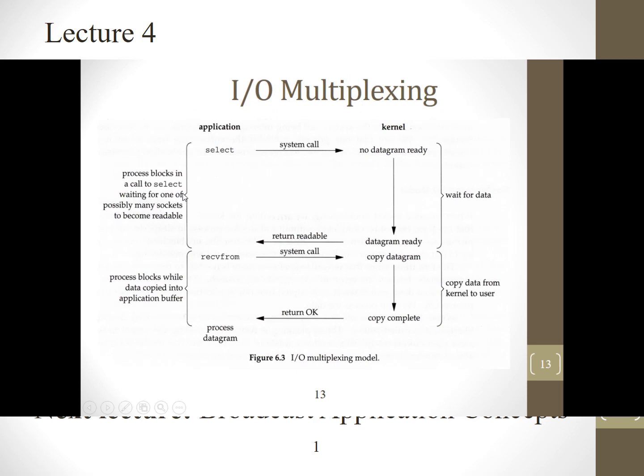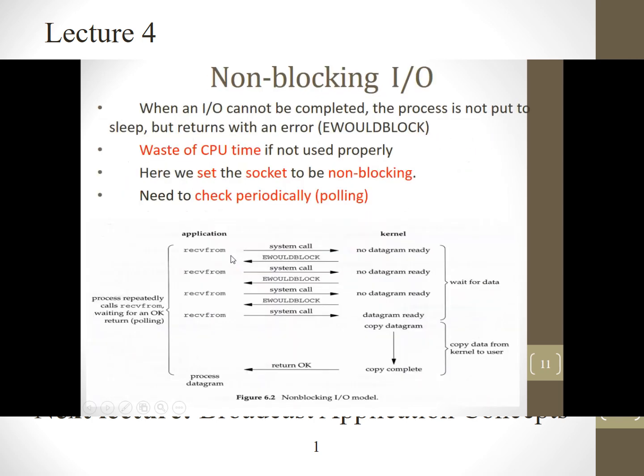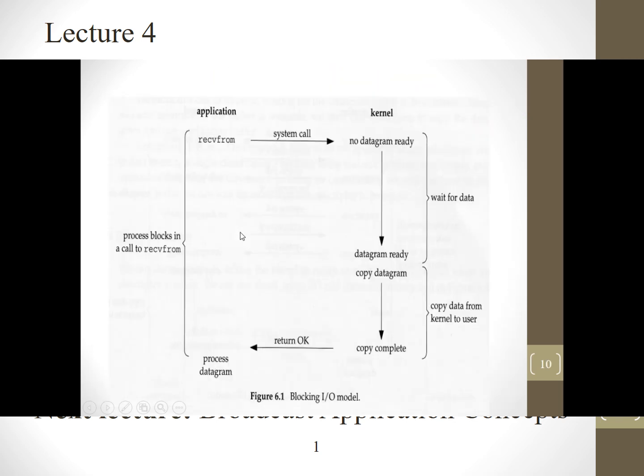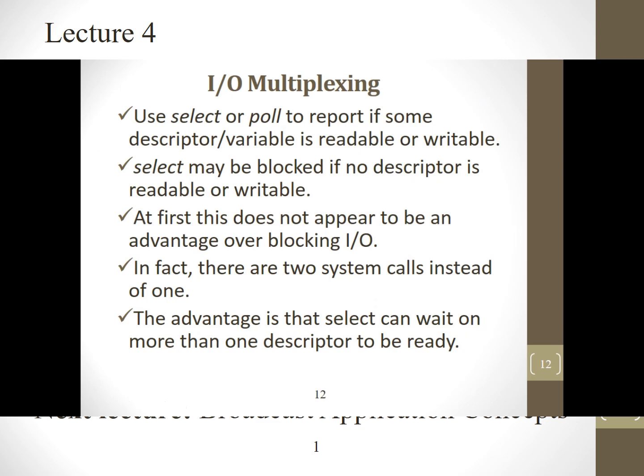So it says we'll be using, instead of the one recvfrom system call, as we have been using previously in the blocking and non-blocking I/O models, two system calls instead of one. And what is the other system call? The other one is select. And we will be using select or poll.